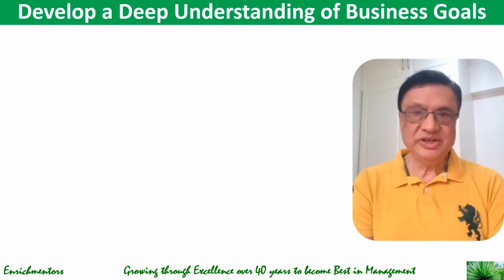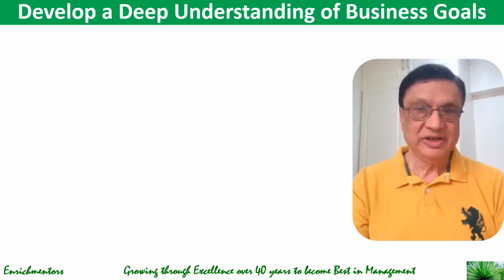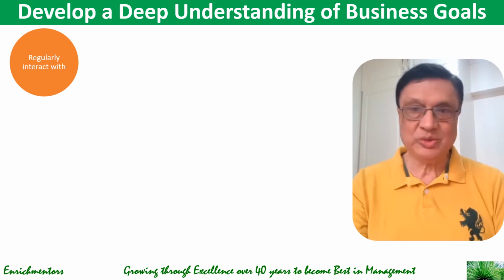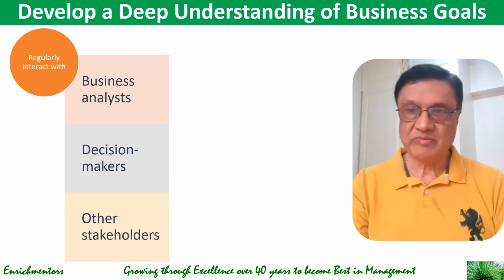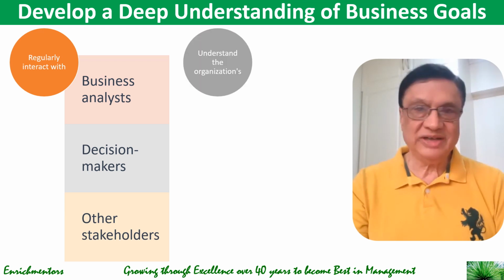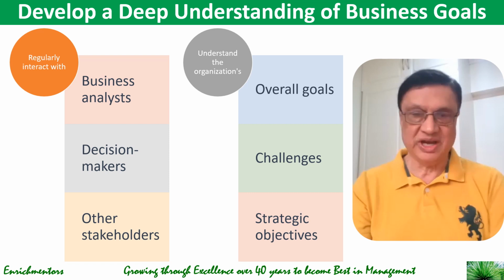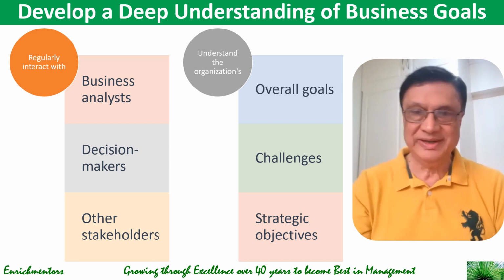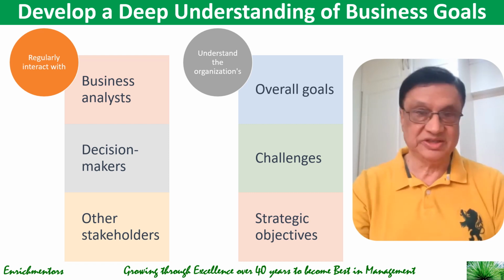So first thing is obviously to get a deep understanding of your business goals, because that's what your team exists for, right? So what you need to do is to regularly interact with business analysts, decision makers, and other stakeholders, basically to understand the organization's overall goals, challenges, and strategic objectives. Where does the organization want to go in next few years, and what are the challenges it faces now and might face? And so that's a common understanding that you want to achieve with this team.